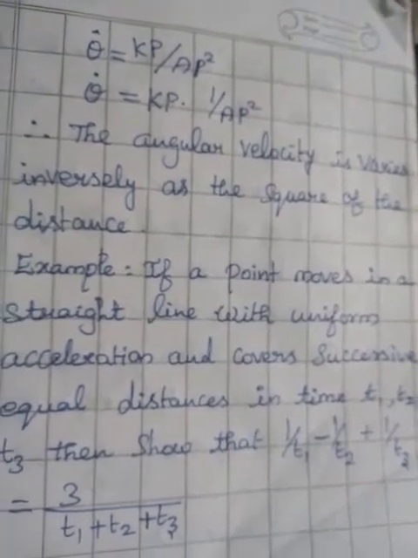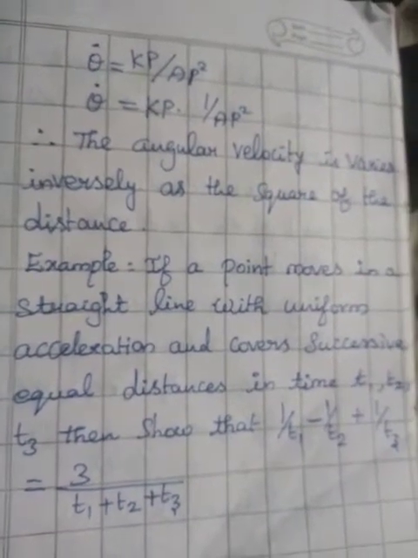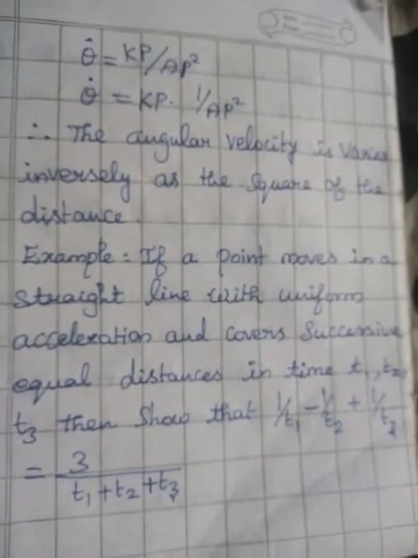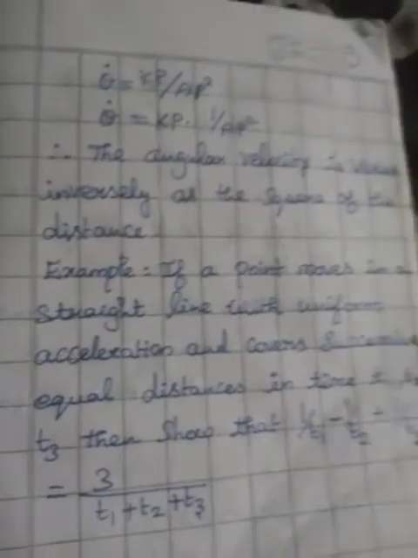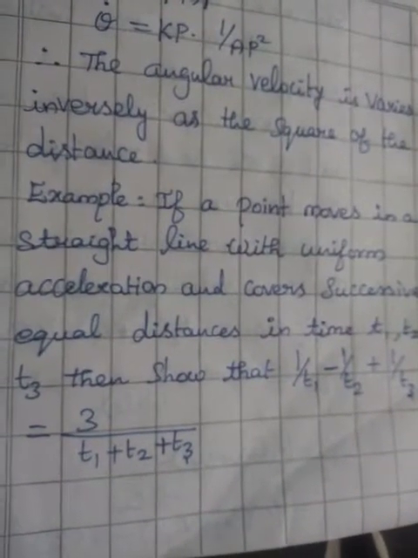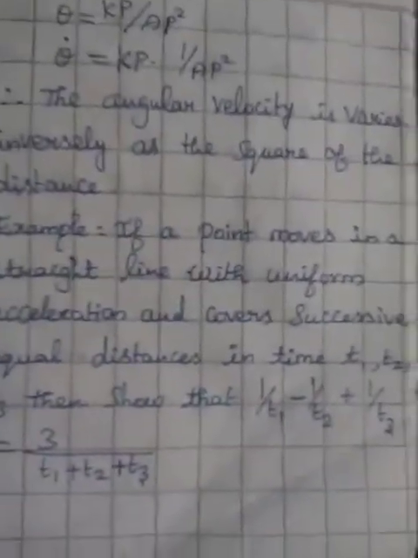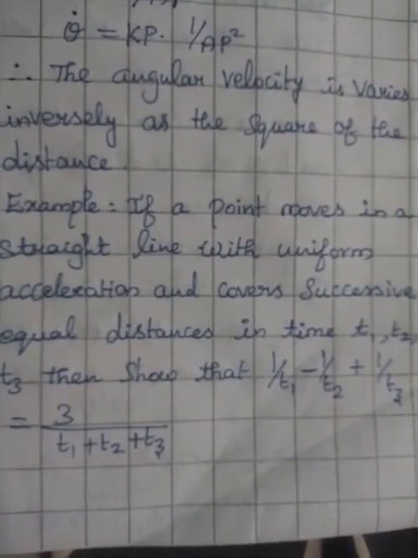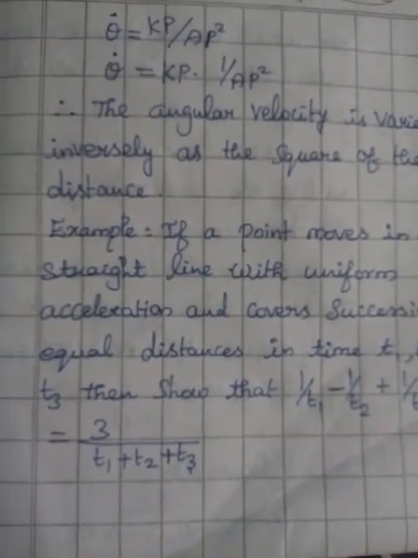Example: if a point moves in a straight line with uniform acceleration and covers successive equal distances in times t1, t2, t3, then show that 1/t1 minus 1/t2 plus 1/t3 equals 3/(t1 plus t2 plus t3).